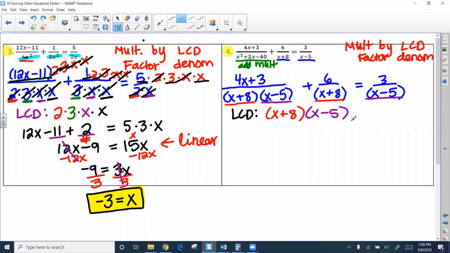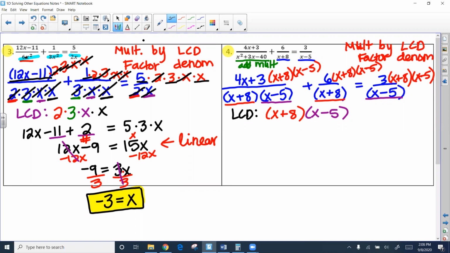Once we know the LCD, I have to multiply everything by the LCD. So I'm going to multiply this fraction by x plus 8, x minus 5. I'm going to multiply the second fraction by x plus 8, x minus 5. And I'm going to multiply the fraction on the other side of the equal sign by x plus 8 and x minus 5.